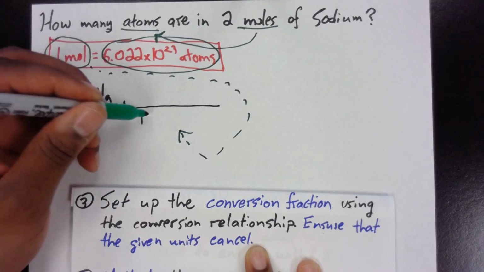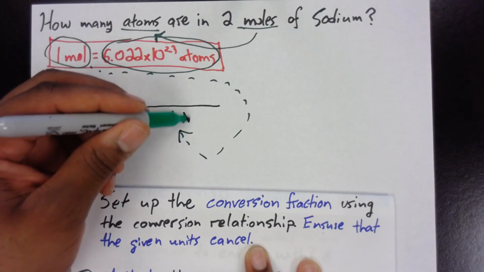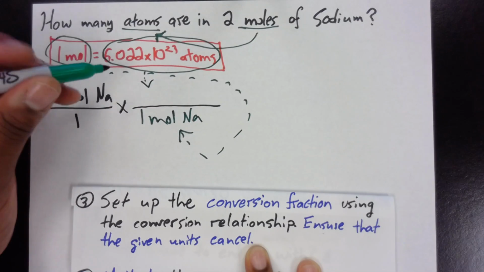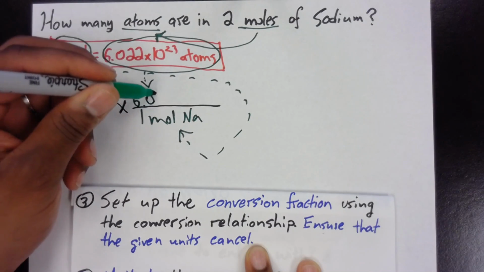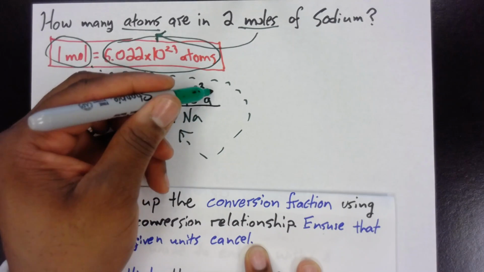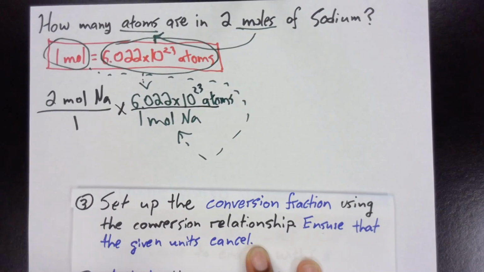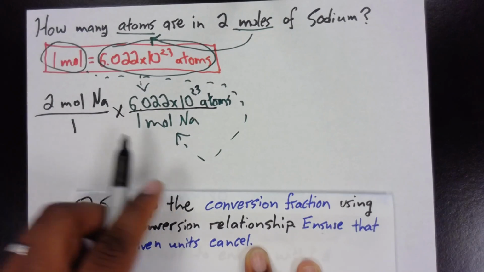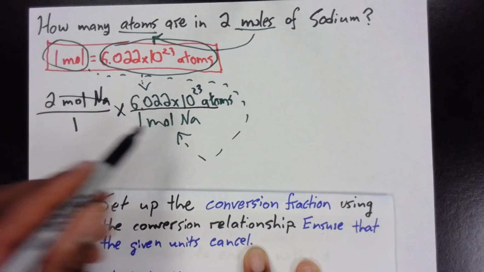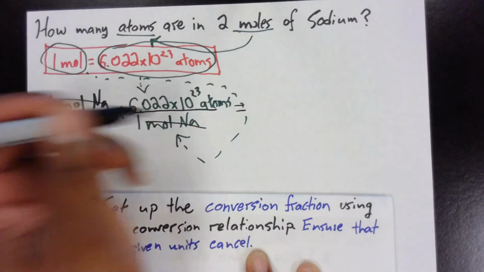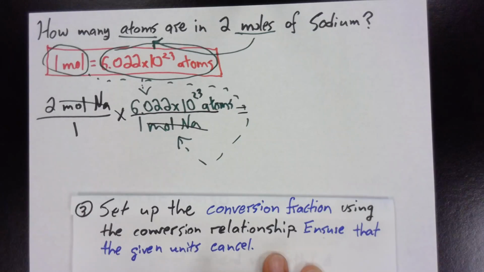So I'm going to say 1 mole of sodium. There we go. If I put 1 mole down there, then I'm going to have to put 6.022 times 10 to the 23rd atoms up top. And here are the implications of that. Because moles is on the top and on the bottom, it cancels. And now we just move on to the next step. Because we made sure that the units cancel. They do, which is great.